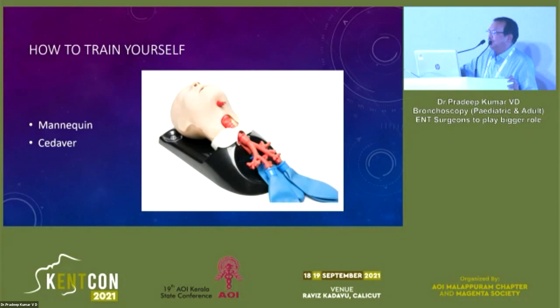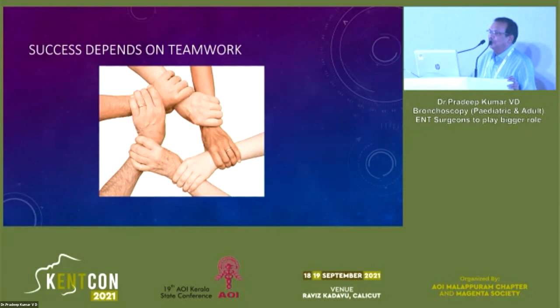Success depends on teamwork. Like I said earlier, it's a real teamwork. You have to work hand in hand with the anesthetists, the surgeon, and the nurses, and everybody should be ready. They should be taught how to handle this. Reduce the contact time with the mucosa. So if this talk has instilled any tickling in your mind to take up bronchoscopy, and you are there to save those children who are yet to die, unless you intervene in time, if you are there, I am happy with that. Thank you very much.